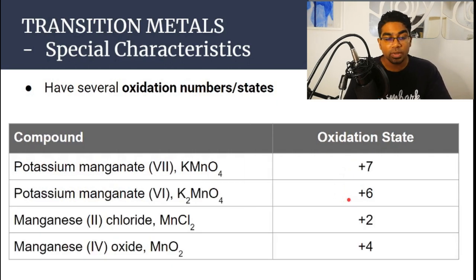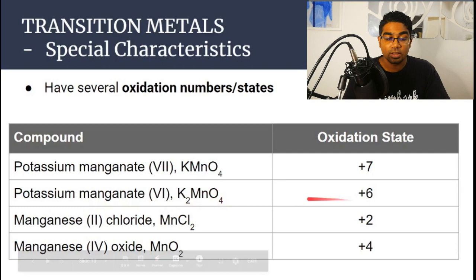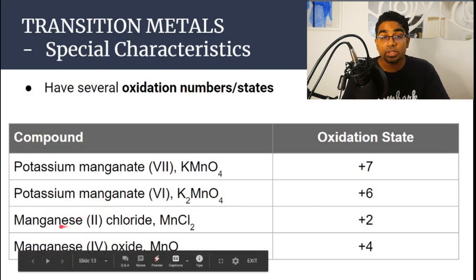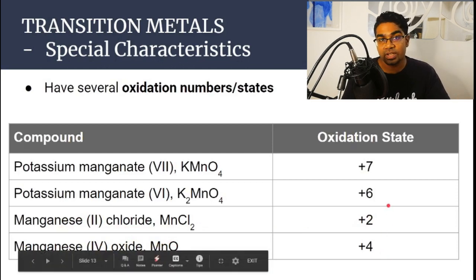Then another popular one is manganese. Manganese is very popular. Potassium manganate 7. Here we have manganese in the compound. So the oxidation number of manganese in potassium manganate 7 is +7. The oxidation number of manganese in potassium manganate 6 is +6. Then the oxidation number of manganese in manganese 2 chloride is +2. Manganese 4 oxide is +4. So again here it displays multiple oxidation numbers.